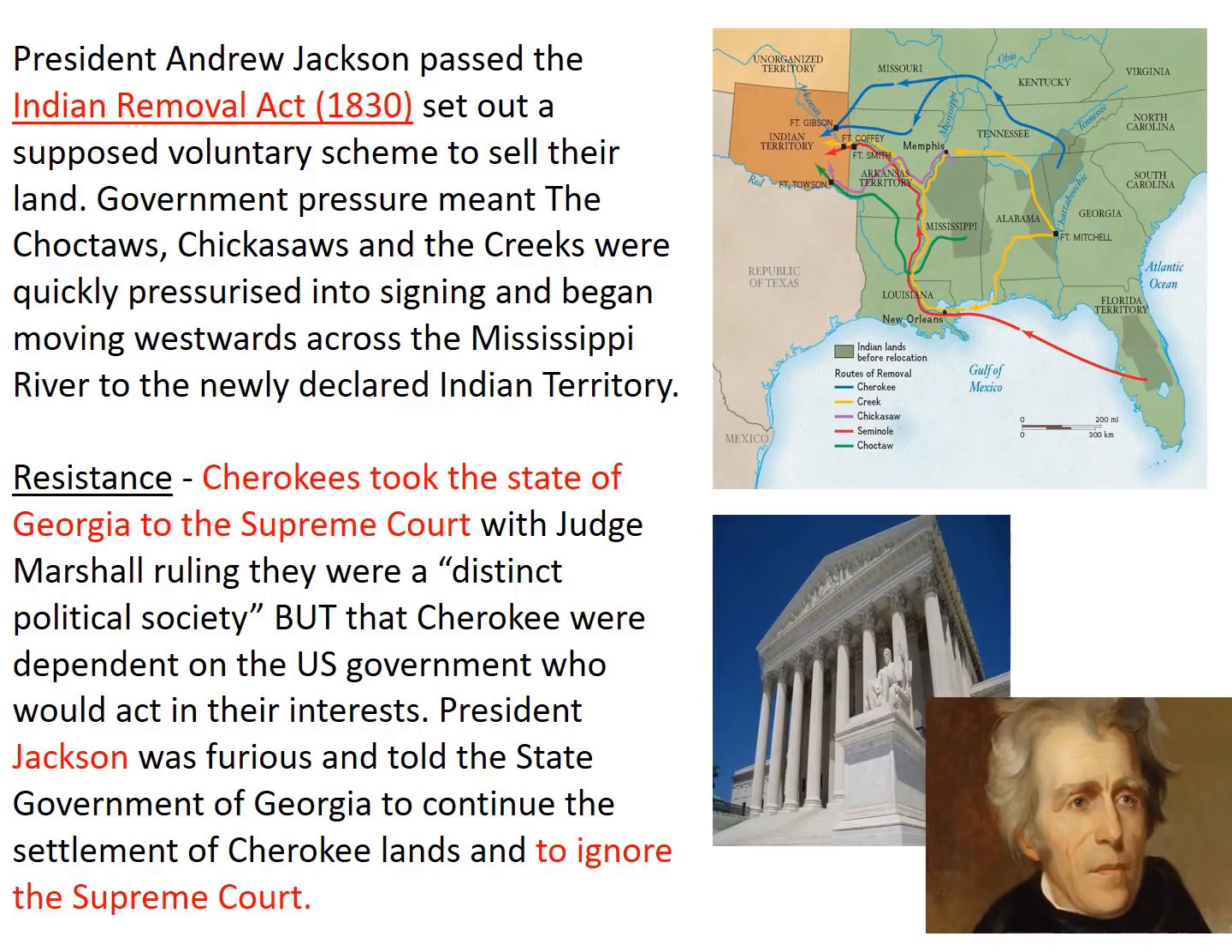Now they try to put up a little bit of a fight. So the Cherokees, they use various methods. The Cherokees take the state of Georgia to the Supreme Court. The judge there, Judge Marshall, says you're a distinct political society, but you're depending on the government who will act in your interest. President Jackson's furious about this. They haven't really given much away, but Jackson's furious and tells the state government of Georgia to ignore the Supreme Court and to continue the settlement of Cherokee lands, ignoring one of the bodies that's supposed to provide safety and fairness.